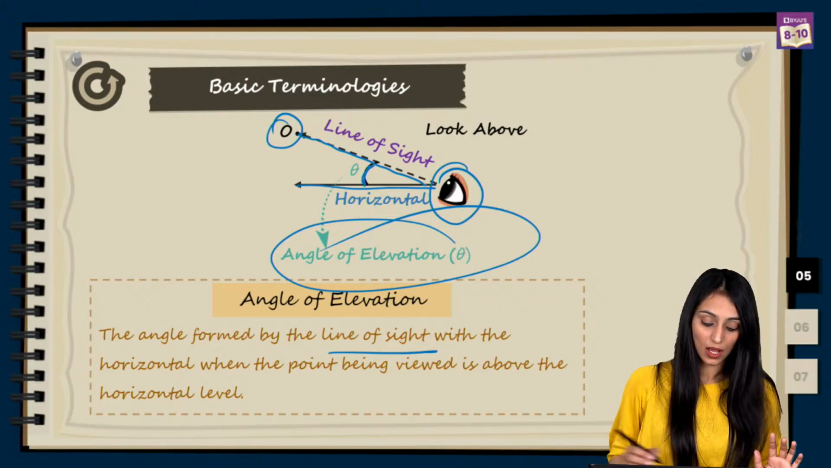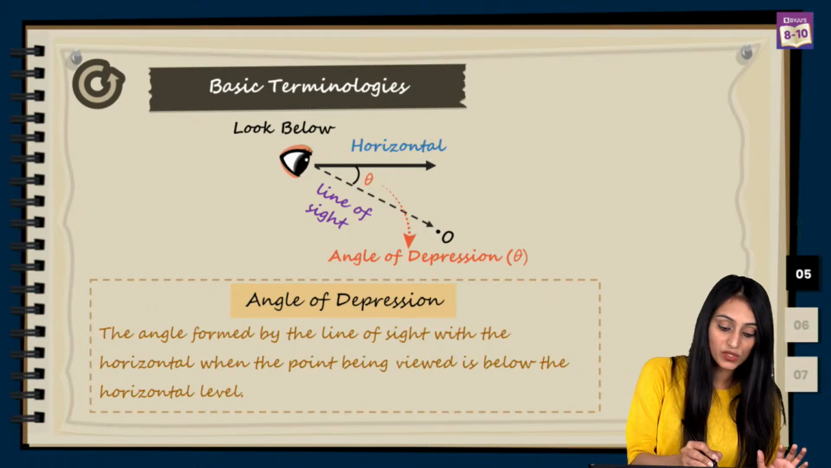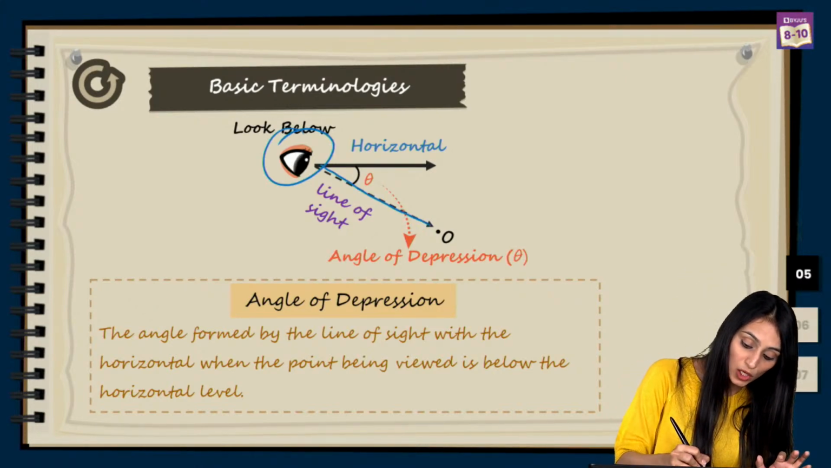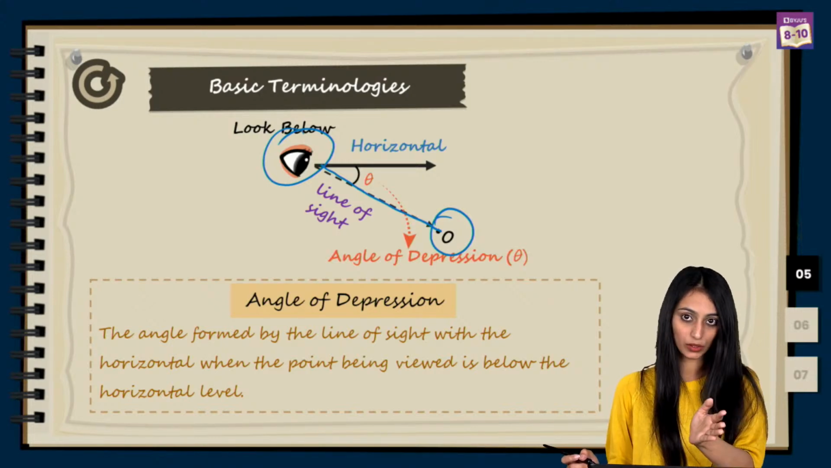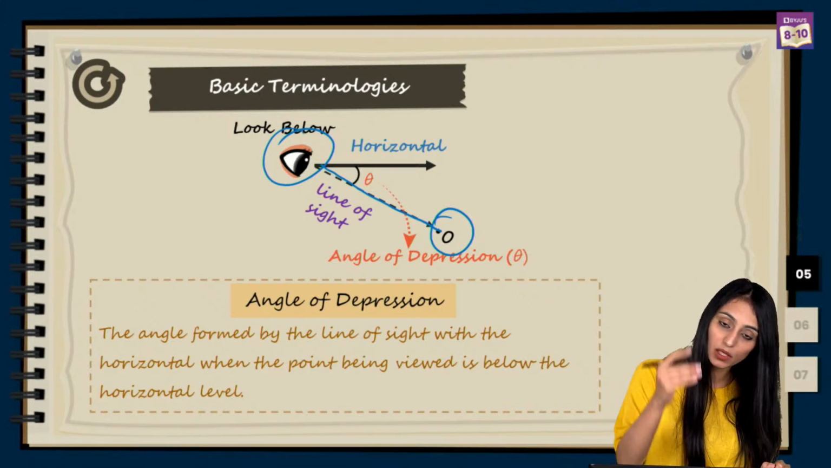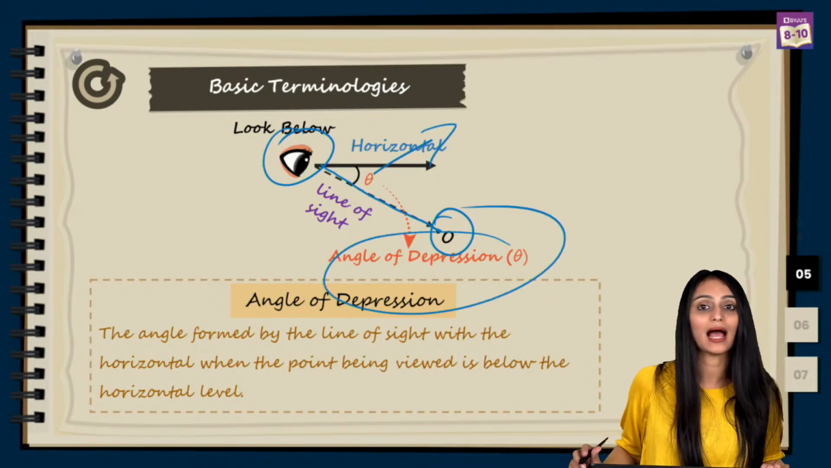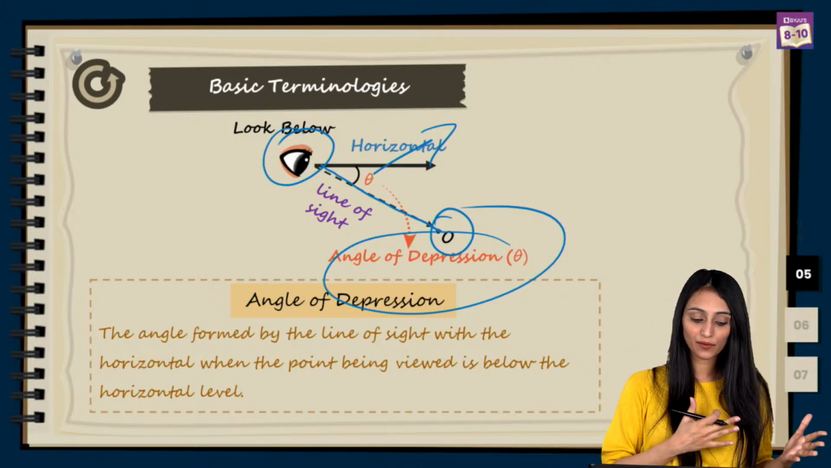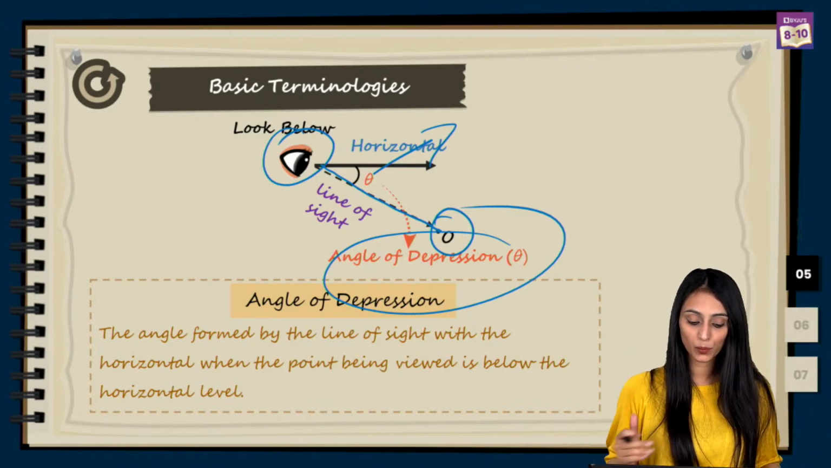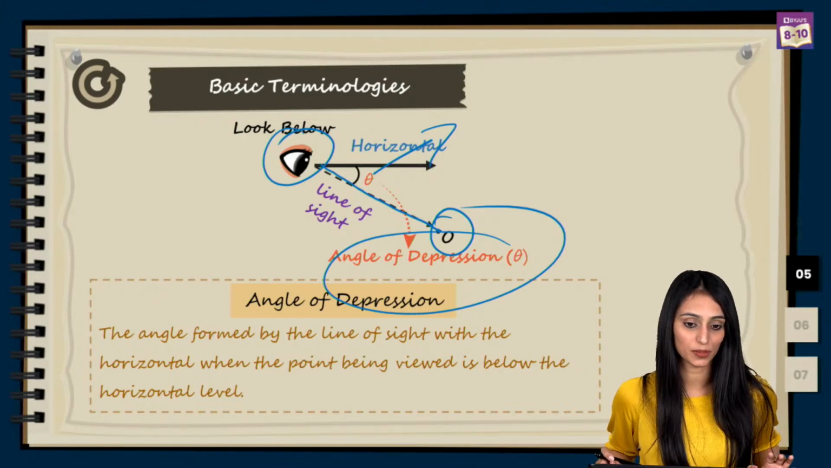Alright. Coming to angle of depression. The observer is here, looking down to view an object, so it is below the horizontal. In that case, this angle over here is called the angle of depression. It is the angle formed by the line of sight with the horizontal when the point being viewed is below the horizontal level. That's the angle of depression.